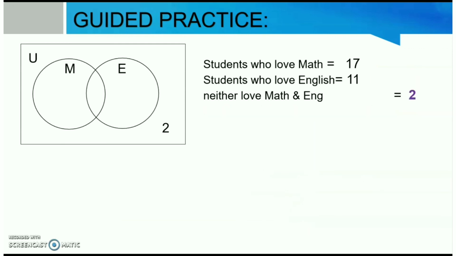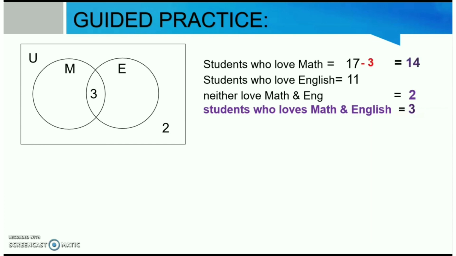Okay, now, isolve natin yung total number. So, students who love math and English, meron na tayong value ngayon na 3. So, ilagay natin siya ngayon sa intersection region, which is 3. And then, makukuha na natin yung mga students na may gusto ng math lang by subtracting this common elements na 3 sa 17. Okay, 17 minus 3 is equal to 14. Okay, therefore, ang students who love math only is equal to 14.